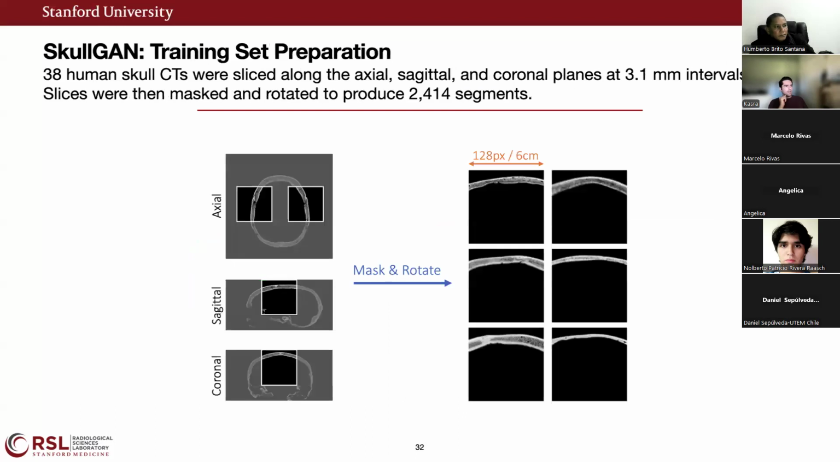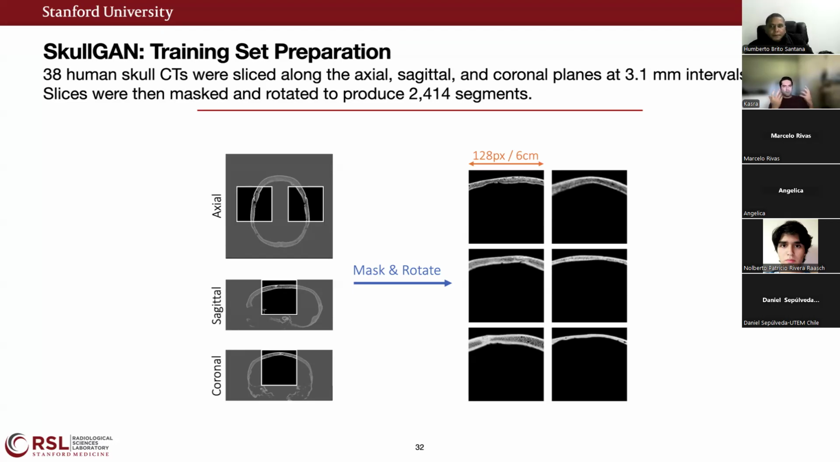To train SkullGAN, we had access to 38 actual human skull CTs. We took them at 3 millimeter intervals. We took axial, sagittal, and coronal slices. Whenever they were vertical, we rotated them so that they are horizontal, because we wanted to make sure everything is lined up parallel with the transducer elements. In the end, we had these 128 pixel by 128 pixel inputs of skull CTs.